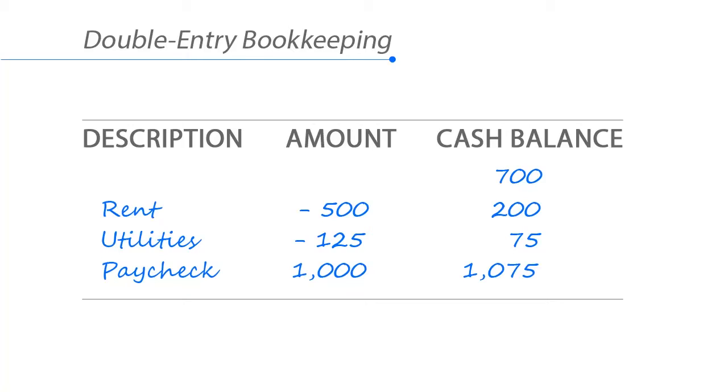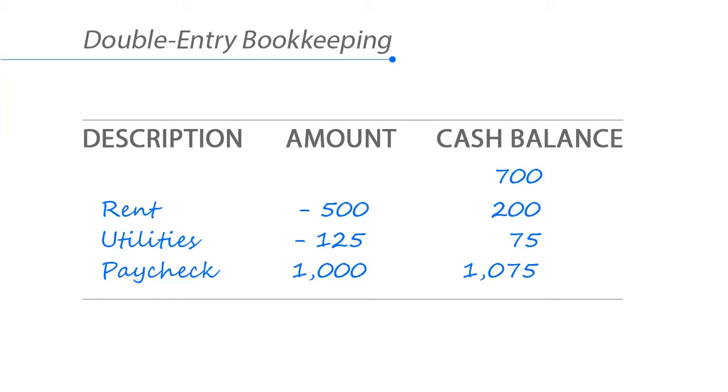You then pay your utilities at a cost of $125, so you subtract the $125 from the $200. So now we have a running balance of $75 remaining. Then you get paid. $1,000 is deposited into your bank account, and now your cash balance is $1,000 plus $75 for $1,075. Pretty straightforward. But it's easy to make a mistake using single entry bookkeeping.